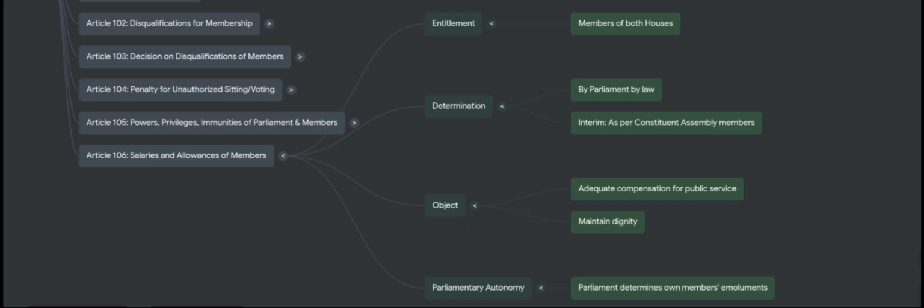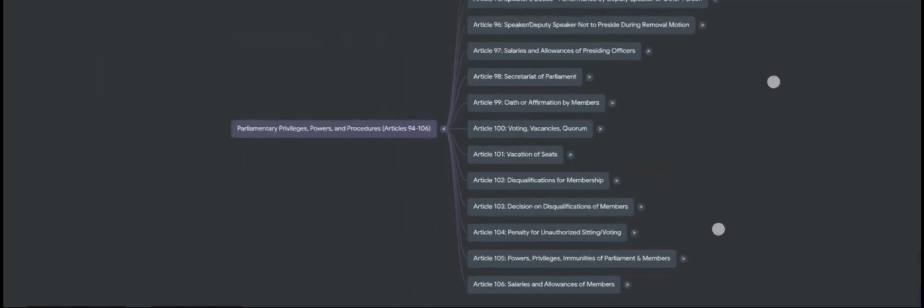Well, wow, what a deep dive that was. From the meticulous rules governing the Speaker's office and the vital, often unseen work of the Parliamentary Secretariat, to the stringent requirements for a member's oath, voting procedures, the crucial quorum, and the various grounds for disqualification. And finally, delving into the essential powers and privileges that define Parliament's independence and operational freedom, we've really covered a remarkable span of constitutional wisdom packed into these articles.